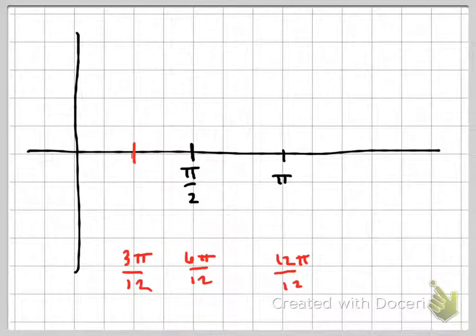And if this is a 3 pi over 12 right here, we can assume that 1 pi over 12 probably falls there. 2 pi over 12 falls there. 3. Here would be a 4 pi, 5 pi, and a 6 pi. And it's okay that it doesn't fall exactly in the center.